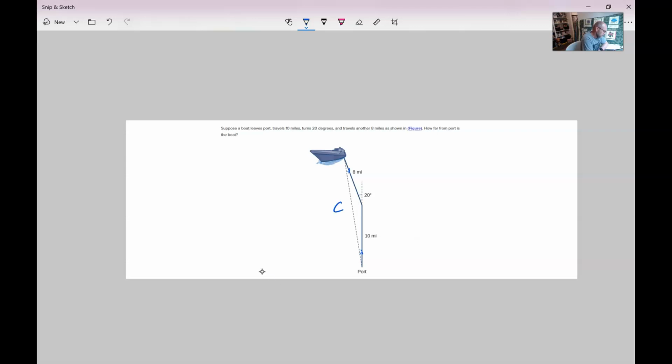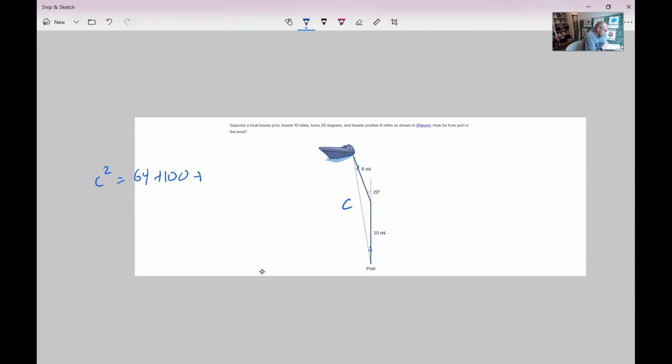So let's call this C. So we're looking for C squared. That means we need A squared, which would be 64, plus B squared, which would be 100, minus 2 times 80, which would be 160, cosine. And now we need to know what that angle is there. Well, you notice this is a straight line here, so that means this angle would be 180 minus 20, so that would be 160 degrees.